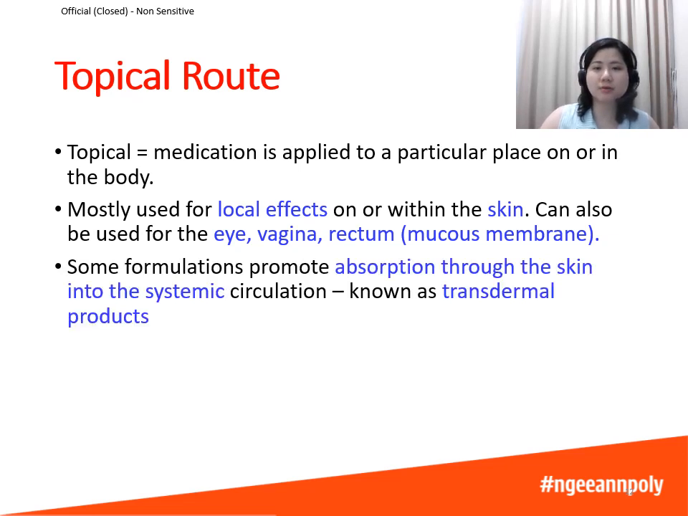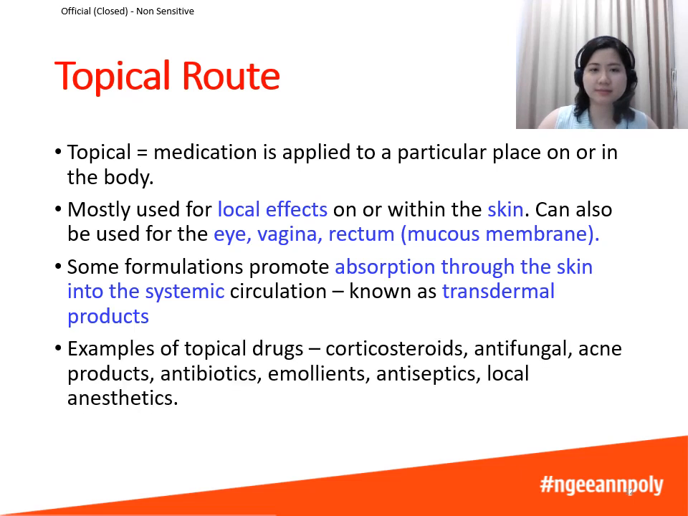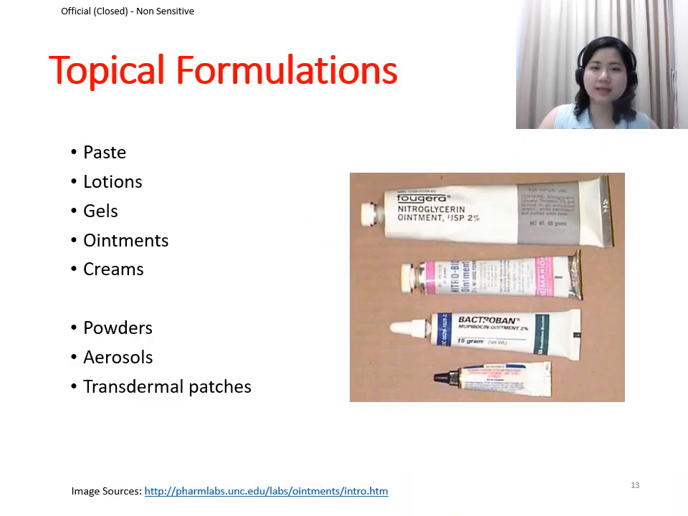Some formulations promote absorption of the drug through the skin into the systemic circulation, and these are known as transdermal products. Examples of topical drugs would be corticosteroids for inflammation, antifungals, acne products, antibiotics, emollients or moisturizers, antiseptics, and local anesthetics. Let's take a look at the different topical dosage forms.